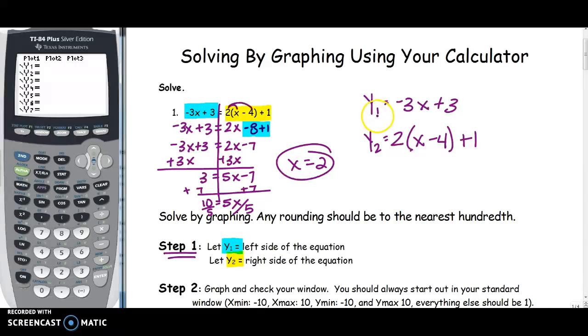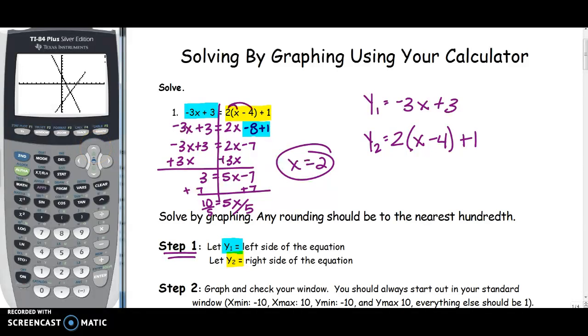So what we're going to do, notice we have y1, y2. We're going to type this in just like we see it. -3x. X is right next to your alpha button. It's X, T, theta, n. Okay, there's our x plus 3. Okay, that's our y1. Our y2 would be 2, you arrow down, 2 parentheses x minus 4, close your parentheses, plus 1.